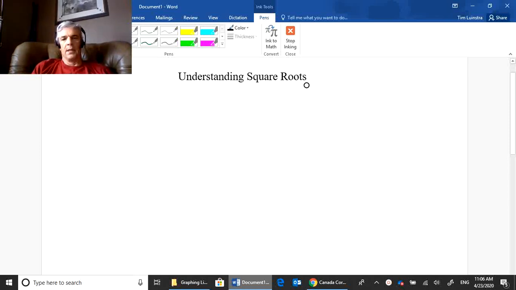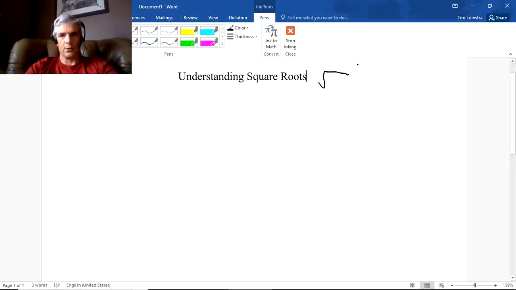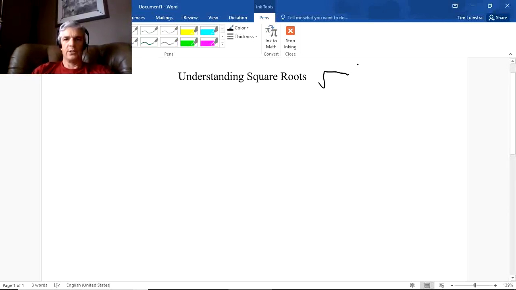All right, I'm making this video to help kids who are struggling with understanding square roots and, in particular, their connection to solving equations. So I'm going to go right back to the beginning and explain square roots so that people understand what it means. I think you all know the symbol for a square root looks something like this. We're going to use that a few times.